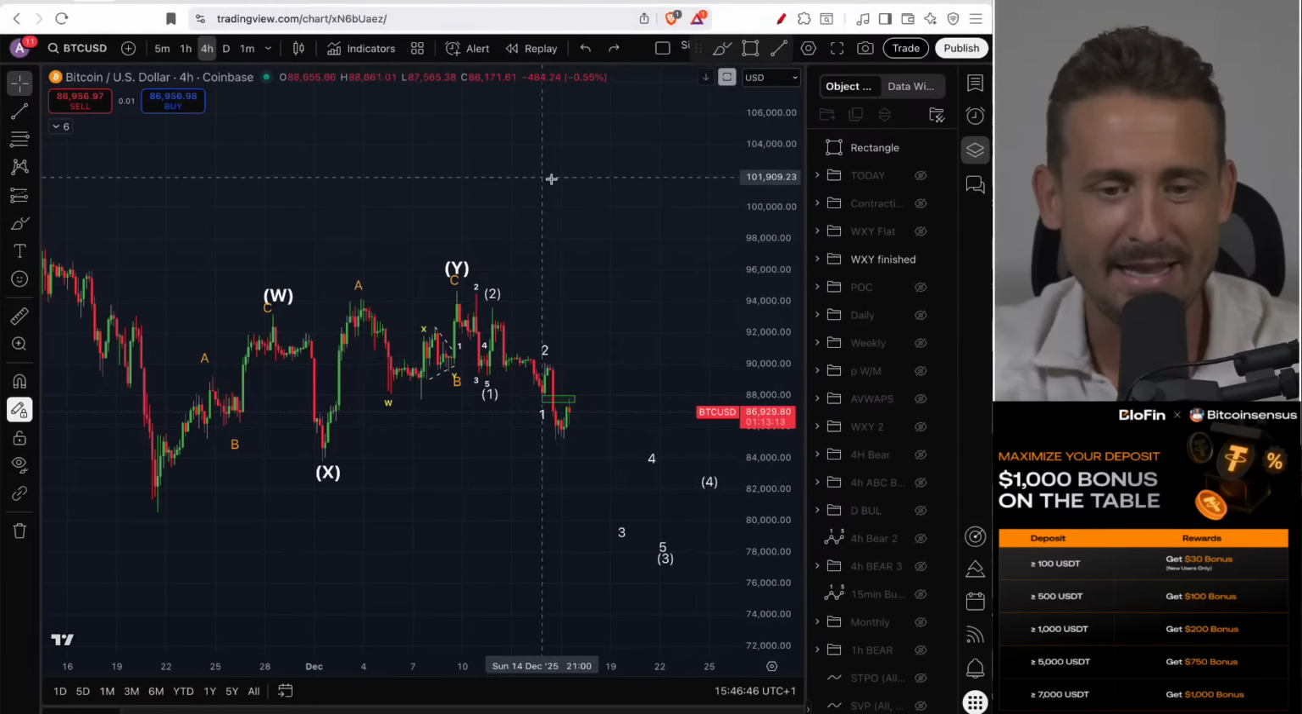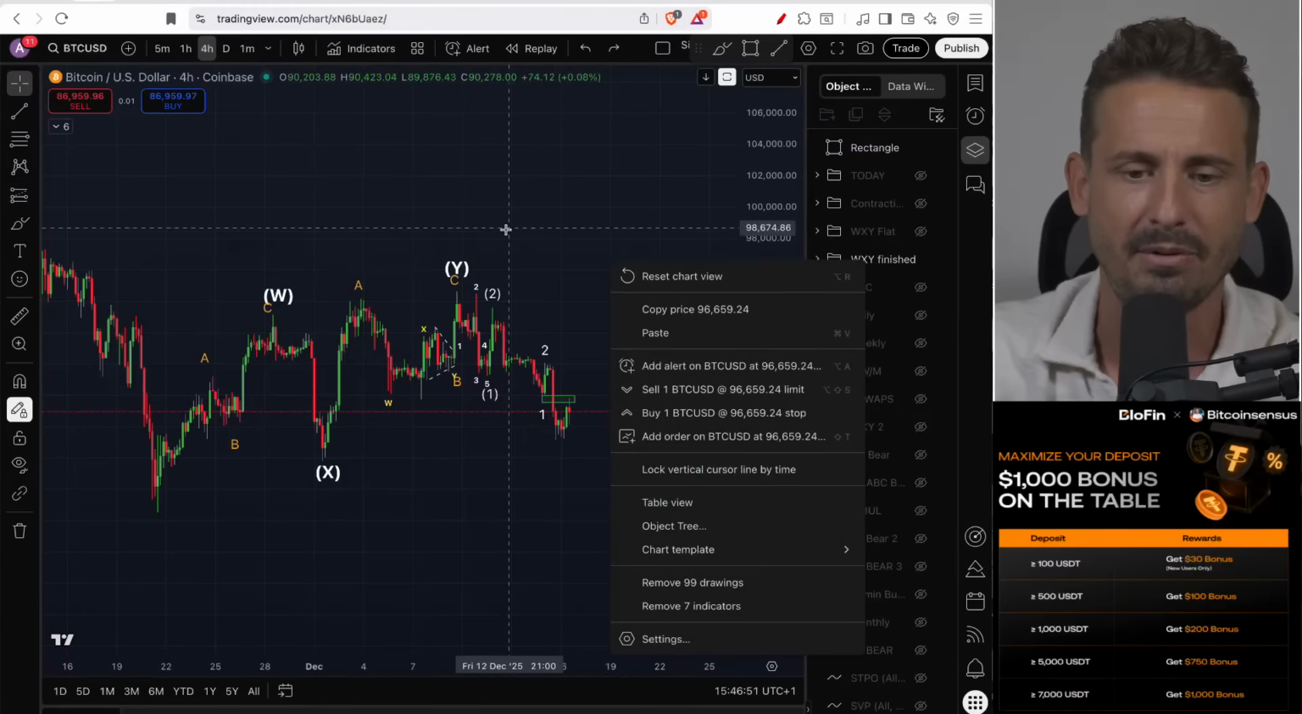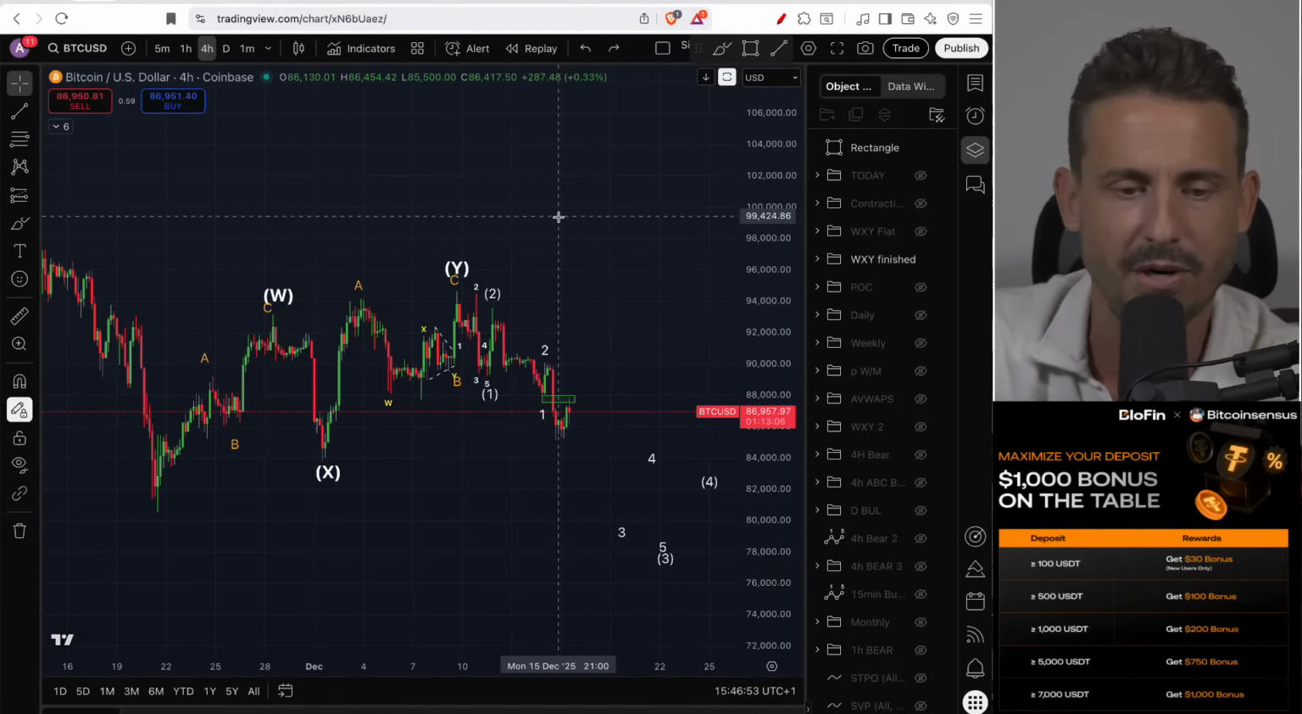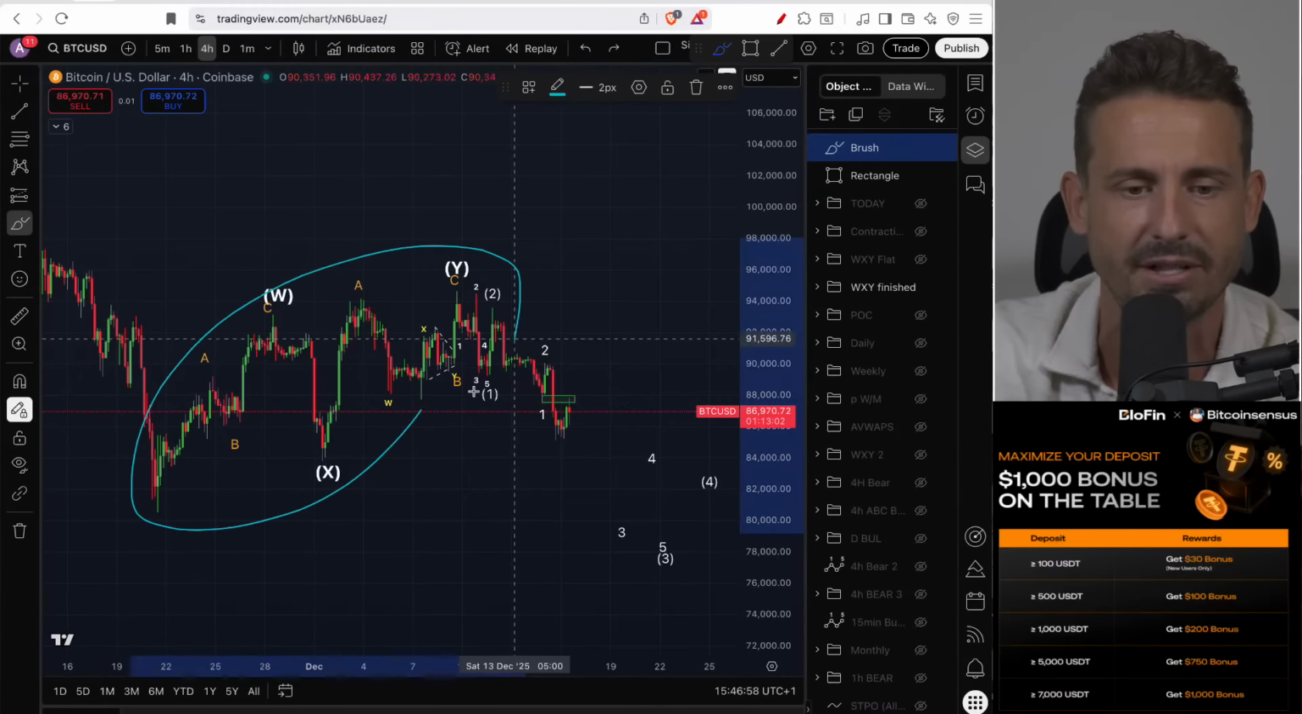Now, that said, we can go aggressive. I think this is going to happen. I think that's going to happen, right? Well, overall, the trend is your friend on the higher time frame. This has the very much potential to finish the bear flag.